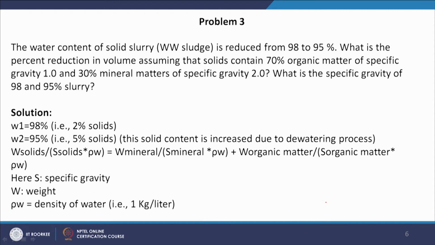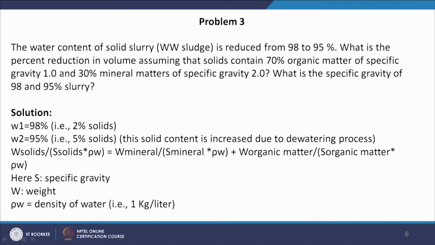Okay. So, now the problem is solved. Now, we are going to problem number 3. The statement is, the water content of solid slurry wastewater sludge is reduced from 98 to 95%.